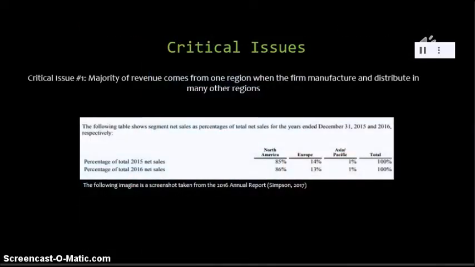During our assessment of Simpson Manufacturing, we sought out the top 3 critical issues. The first critical issue being that the majority of revenue comes from one region when the firm manufactures and distributes in many other regions. The image shows each segment's net sales as a percentage compared to the total net sales in 2015 and 2016. It is obvious that the majority of revenue comes from North America.